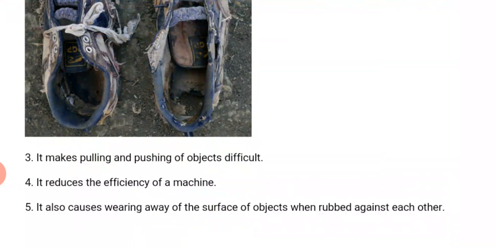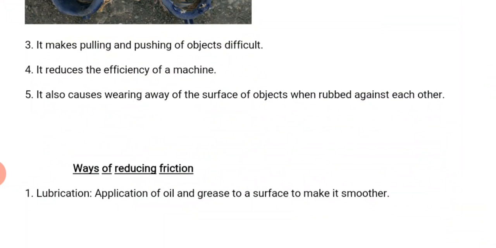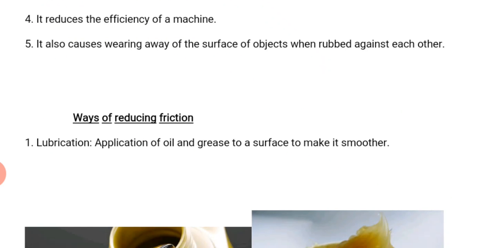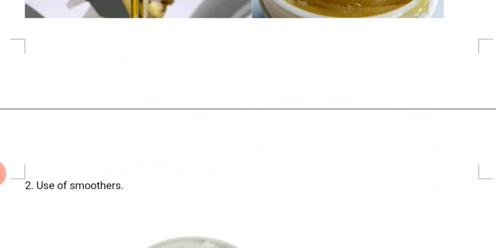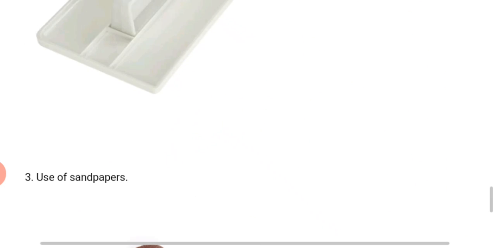And in today's lesson, we learned ways of reducing friction. One, lubrication, that is application of oil and grease to a surface to make it smoother. Second one is the use of smoothers. And the last one is the use of sandpaper.